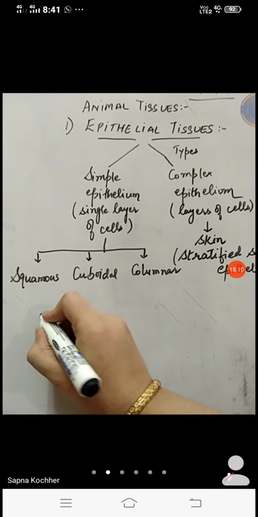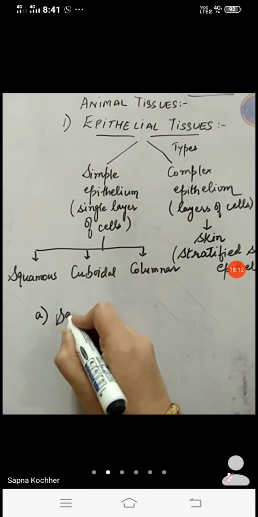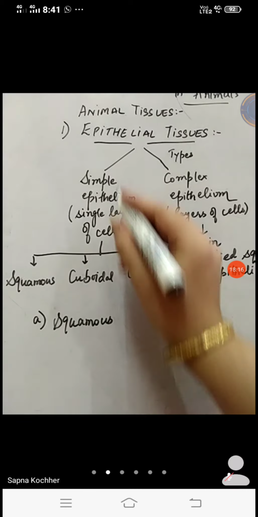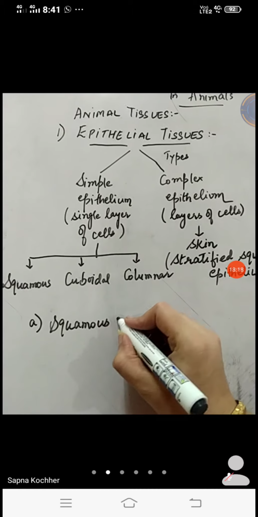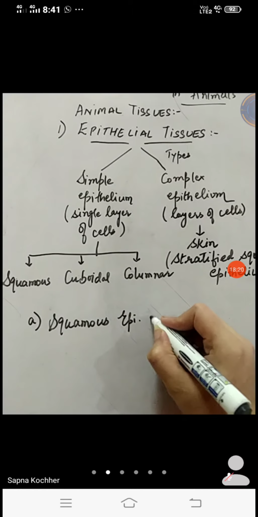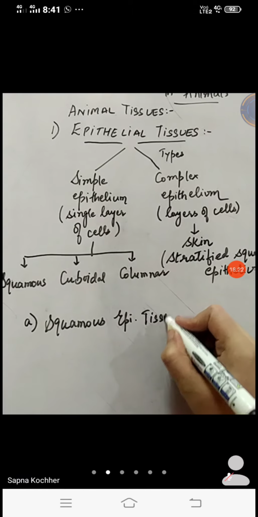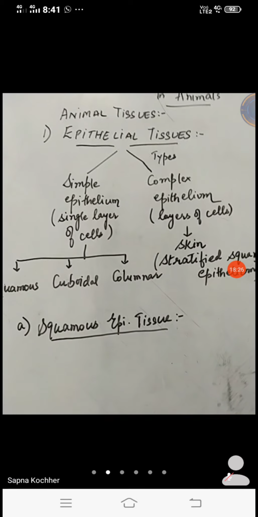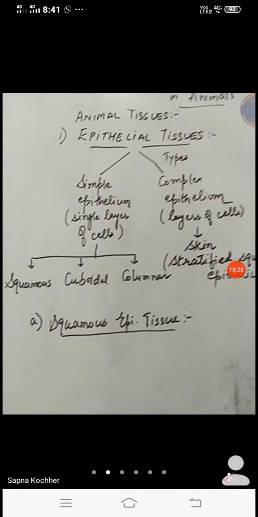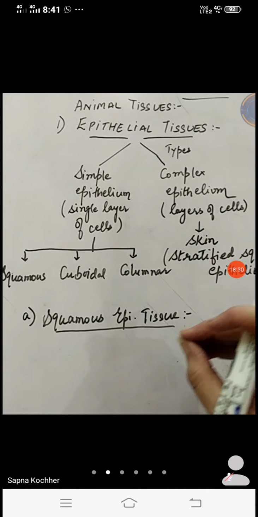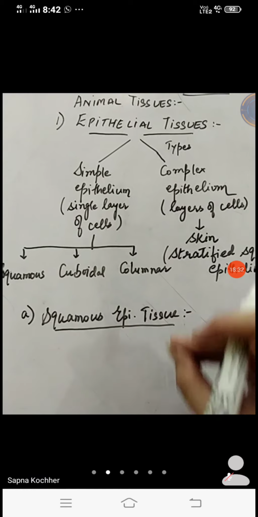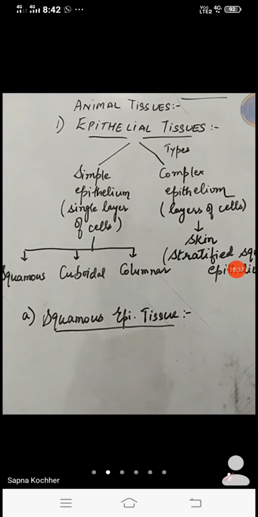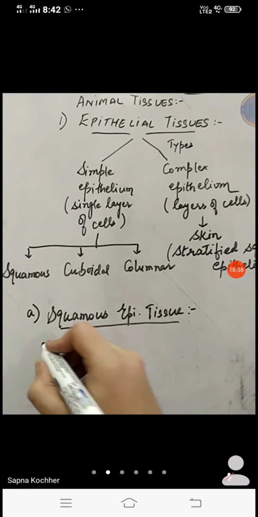The first category of the epithelium is the squamous epithelium. As the name says, this is a simple type of the epithelium, so it will be found in a single layer. This is a very thin layer of cells which are flattened, square shaped or flattened with irregular boundaries. So you can write their features along with this.